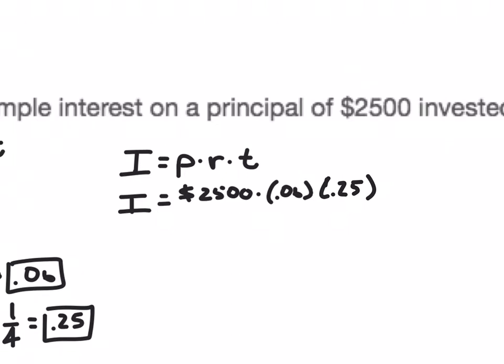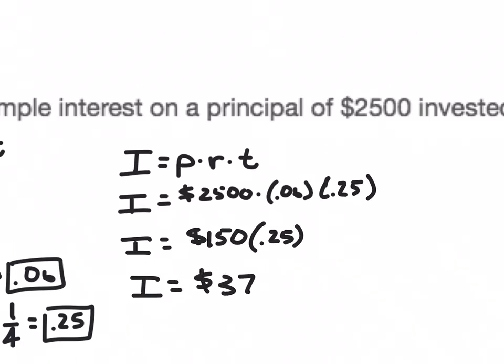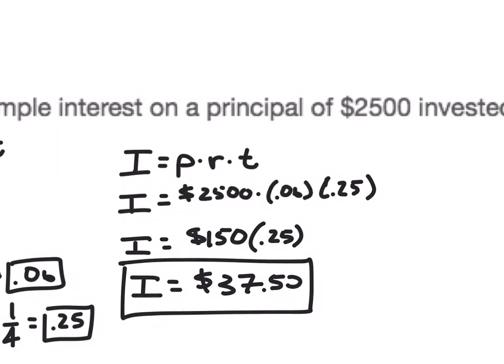All right, so if I multiply all those together, $2,500 times 0.06 gives me 150. I've got $150, and I'm still going to multiply that by 0.25. That gives me that the interest we would earn in 3 months is really $37.50. And that's my interest.